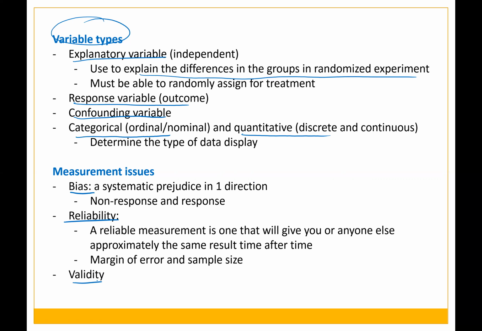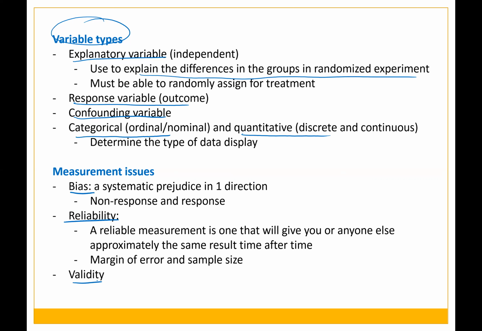Bias is where you have a systematic prejudice in one direction. Say you do the research and most of the values are skewed to one side, or accumulate together while the rest are spread out. That's where there might be a bias.